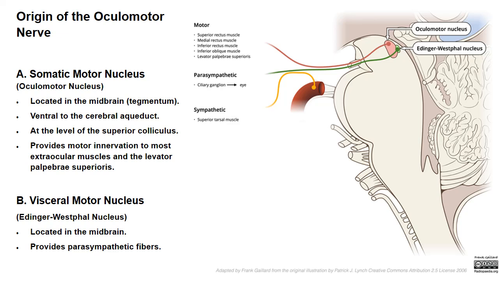The other, visceral motor nucleus is called the Edinger-Westphal nucleus. This is also located in the midbrain near the oculomotor nucleus. It provides parasympathetic fibers that control pupil constriction, through the sphincter pupillae muscle, and lens accommodation, through the ciliary muscle.